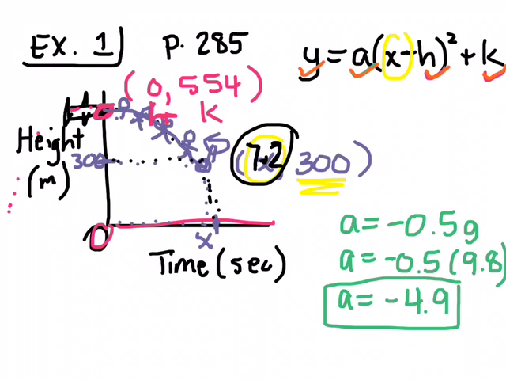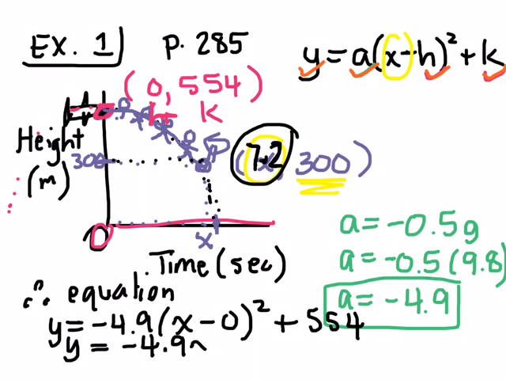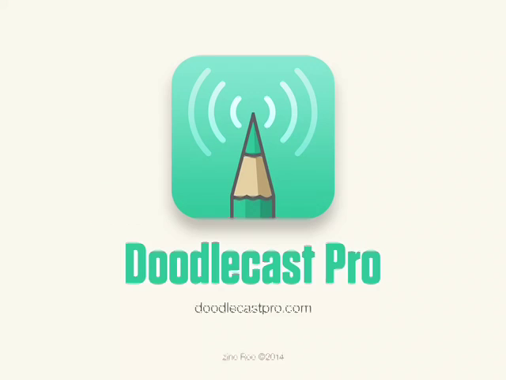Now that we know the a value and h and k, let's just write the equation that would represent this situation. So what is the equation in vertex form? Y equals negative 4.9, yeah. X, okay, squared plus 554. Can we simplify that? Because it's x minus 0, so we could just write y equals negative 4.9 x squared, right, plus 554.